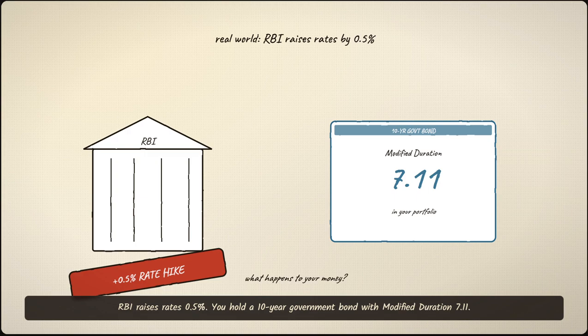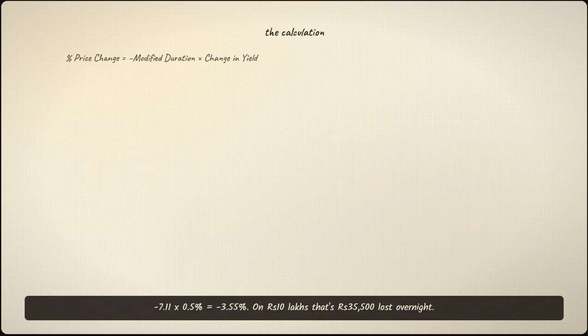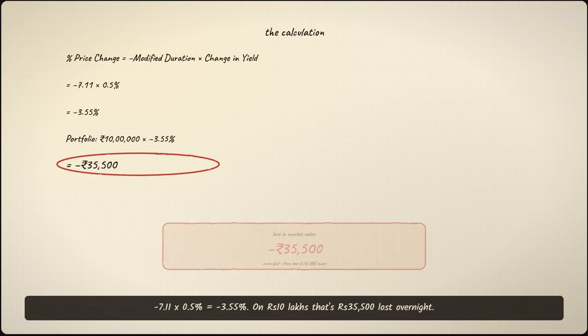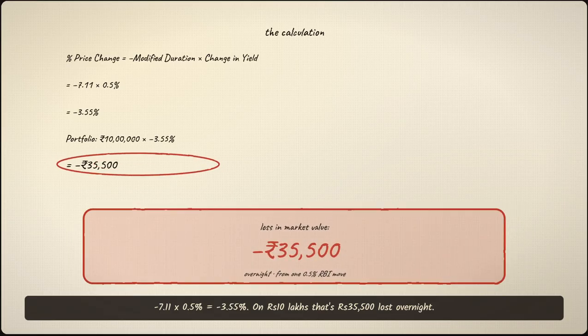Let's now read a real world bond situation the way a professional would. Let's say RBI raises interest rates by 0.5%. You hold a 10-year government bond with modified duration of 7.11. What happens to your portfolio? Price change approximately equals negative 7.11 times 0.5%. That comes to negative 3.55%. If you held 10 lakhs of this bond, your portfolio just dropped by approximately 35,000 in market value overnight, just from a 0.5% rate hike.